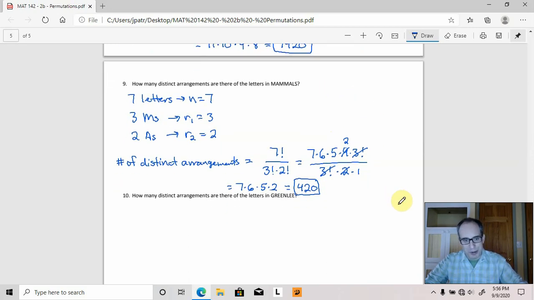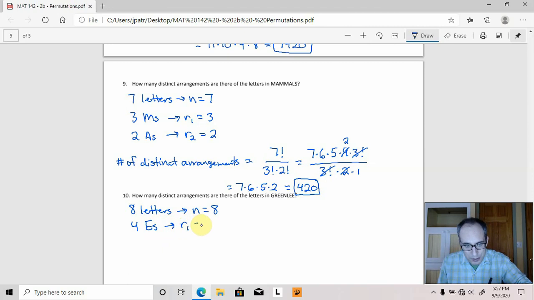Speaking of which, that means in number 10, we're going to leave out a whole bunch, because with Greenlee, there's only 1 letter that repeats, although it repeats a whole lot. But Greenlee has got 8 letters, right? Because green is 5 and Lee is 3. So that's going to be 8 letters. So N is equal to 8. And then the only thing that repeats is E, right? Because G, R, N, and L, the consonants, only show up once each. But there are 4 E's, so that means that R1 is 4.